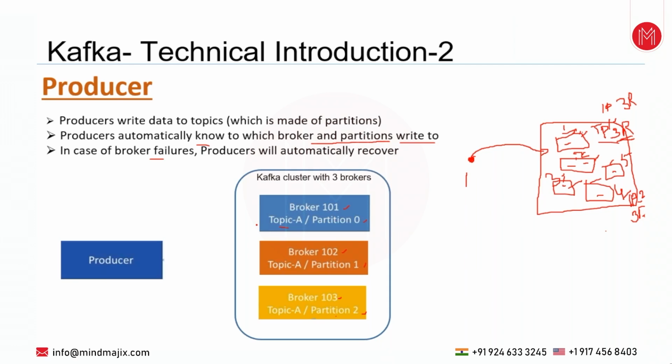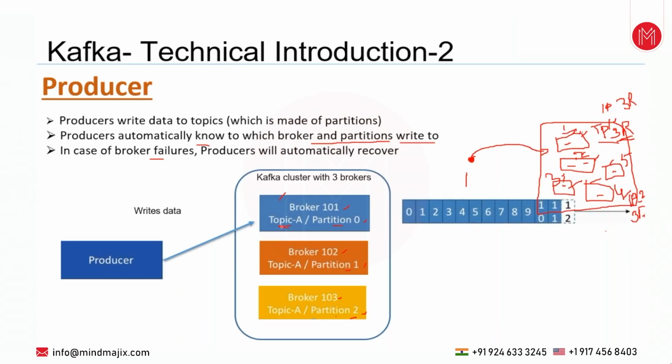For example, there is a producer and it is trying to write the data in topic A. So on the producer side, they will just give the broker name and then the topic name. So whether the message should go to partition 0 or partition 1 or partition 2, that will be decided by Kafka. The producer can't decide my message should go to partition 0, my message should go to partition 1. No, the producer can't decide it.